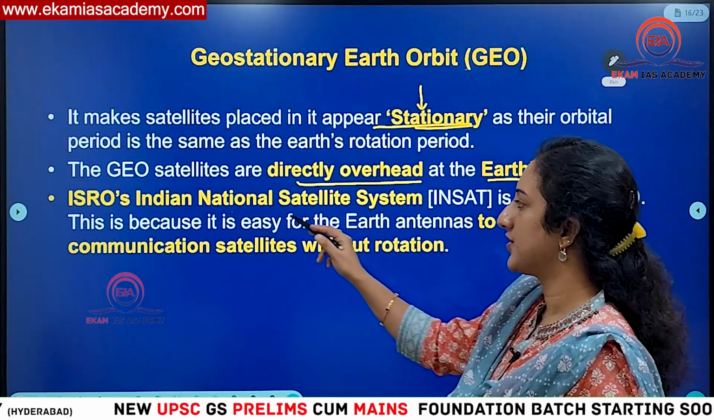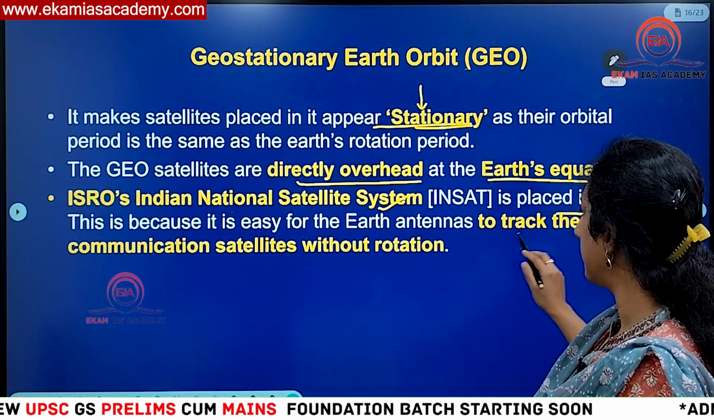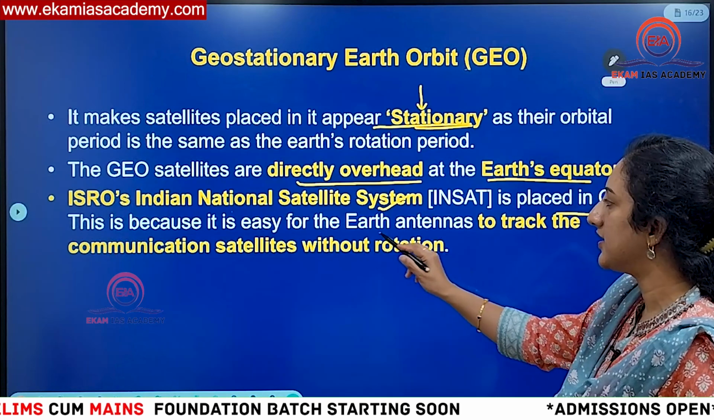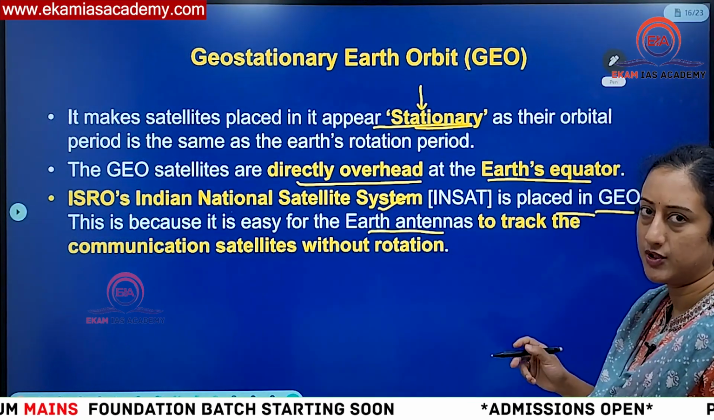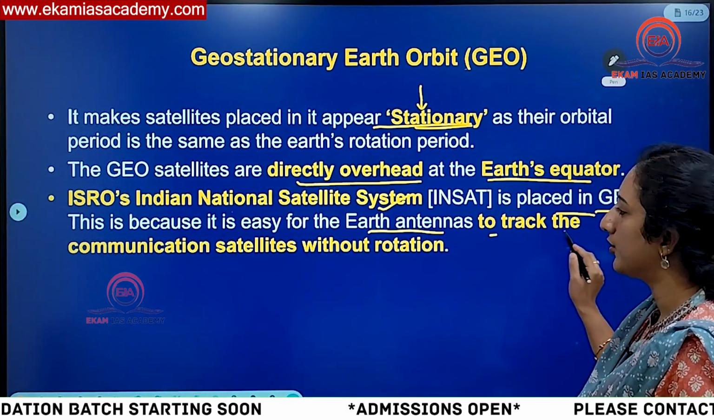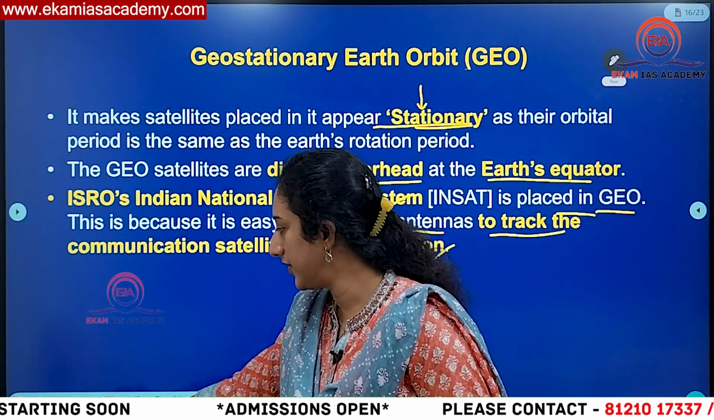And ISRO's Indian National Satellite System, that is the INSAT series, is getting placed in the geo Earth orbit. Previous ones also were placed here because it is easy to monitor here. The antennas will be fixed on this particular part of the Earth from the equator to track the satellites without any rotation. That is why they choose this orbit.